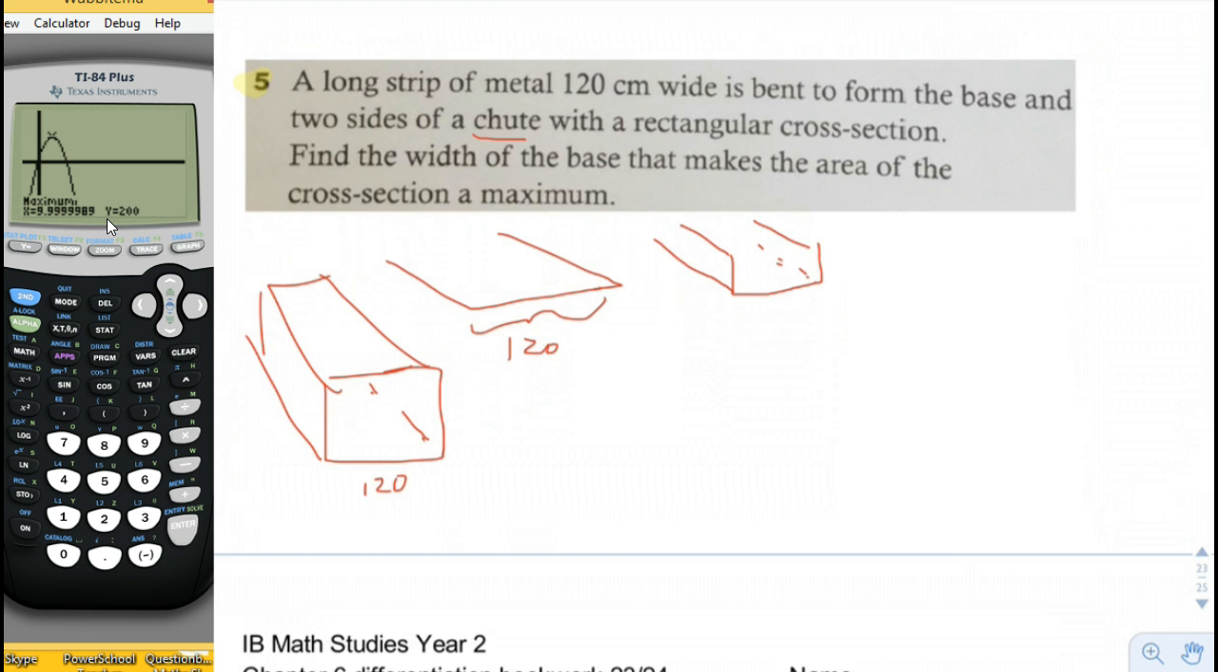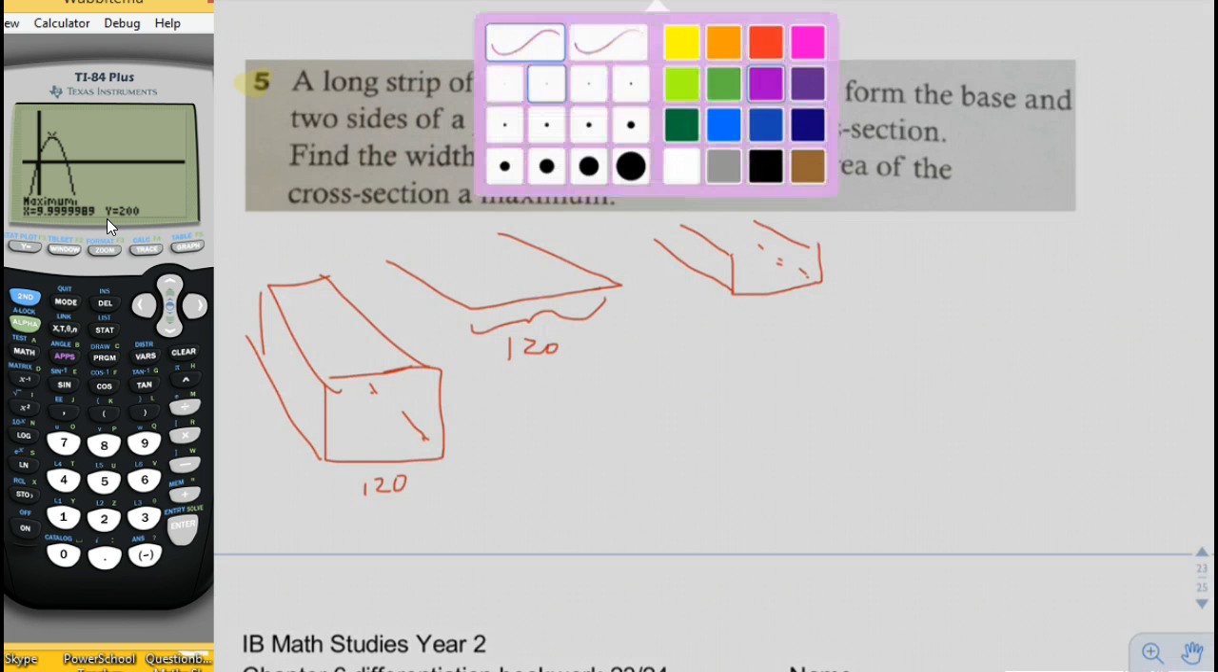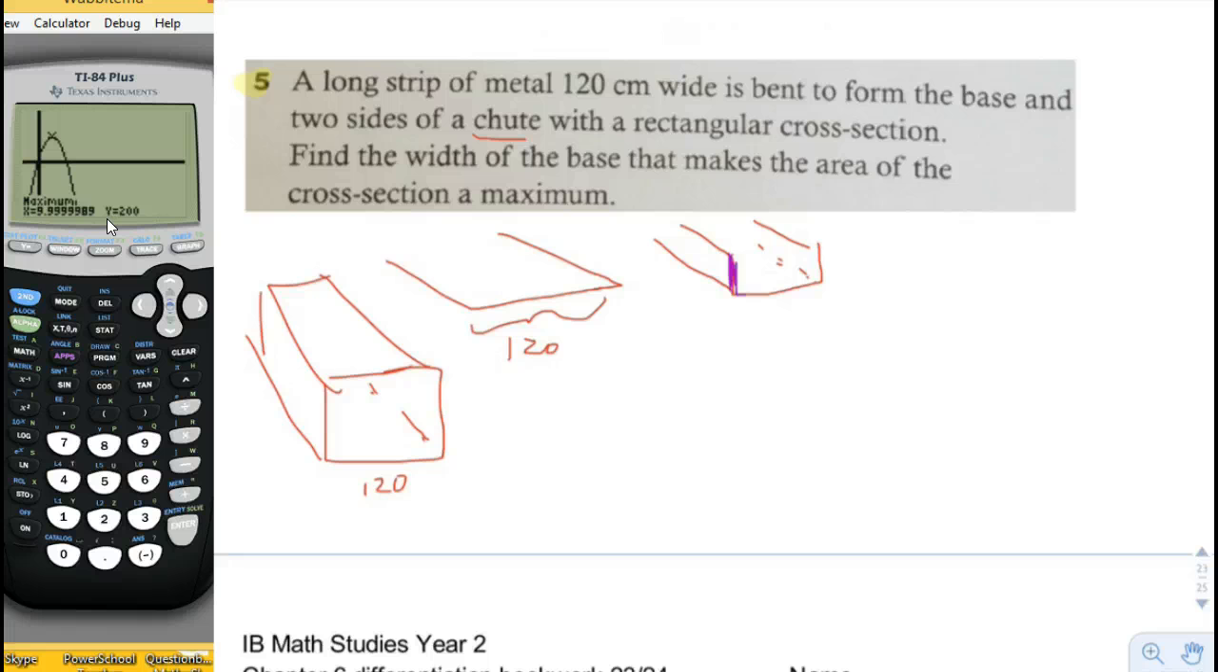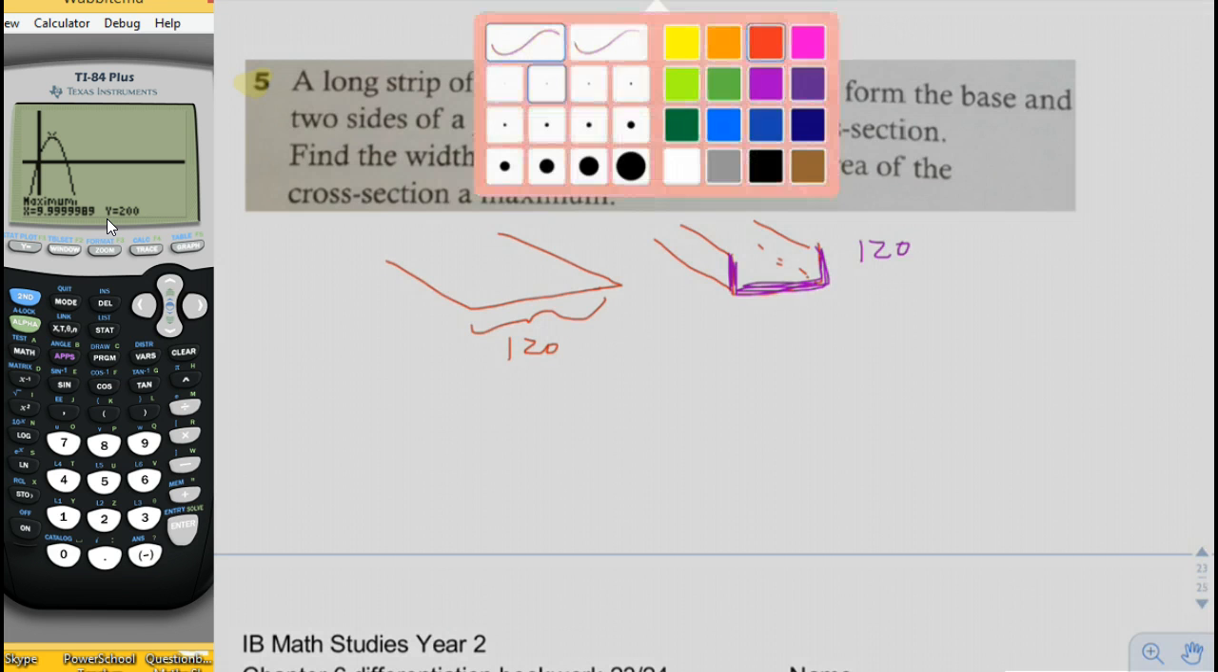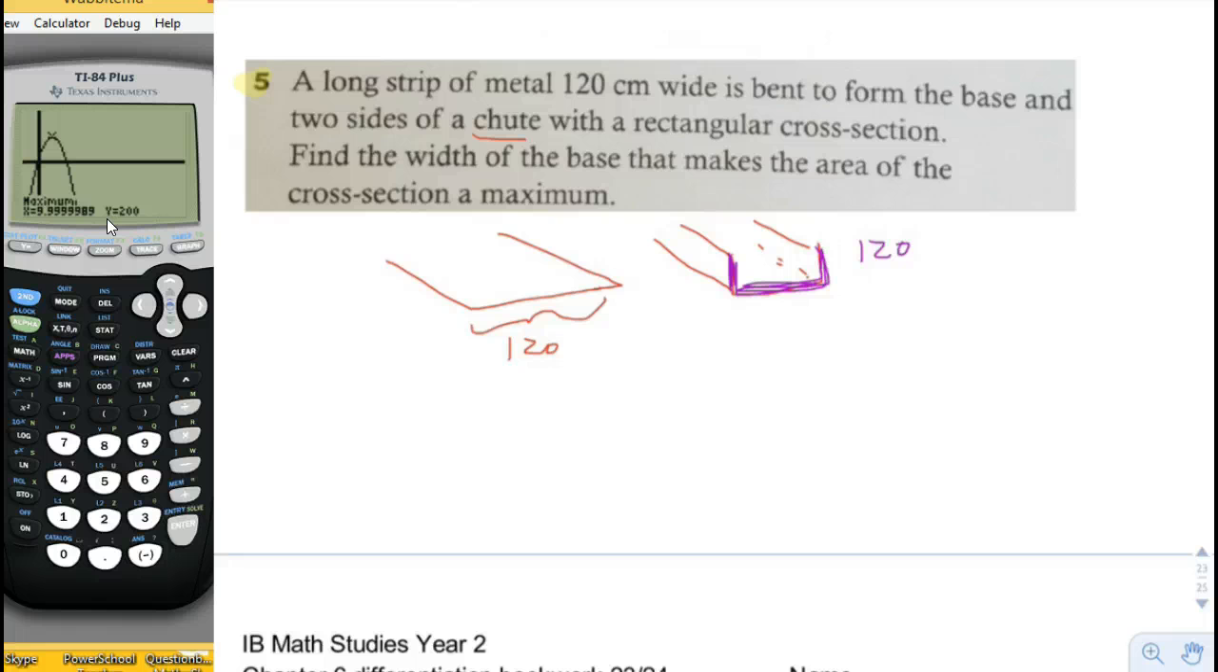So what they're saying is, hey, this purple line, this plus this plus this is equal to 120. Okay, I'm going to erase this misleading drawing that makes it look like it's a closed rectangle. Now let's try to write equations for this. So we want to make the cross section a maximum. The cross section would be this area here. The cross section, let's give it as A. So A is equal to, and I'll call this width, and I'll call this height, and I'll call this height. So the area is width, height times width, right?